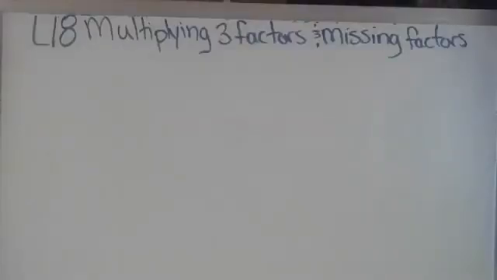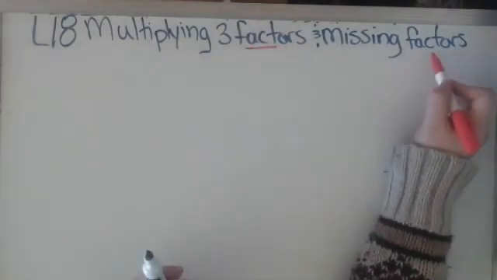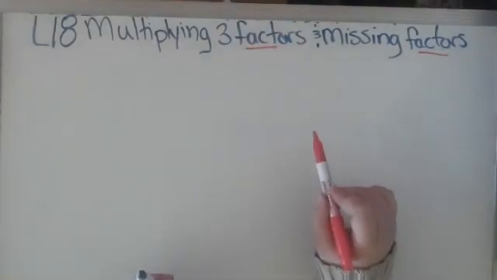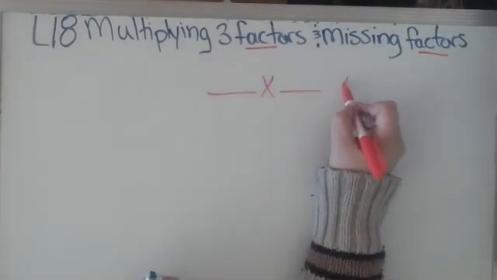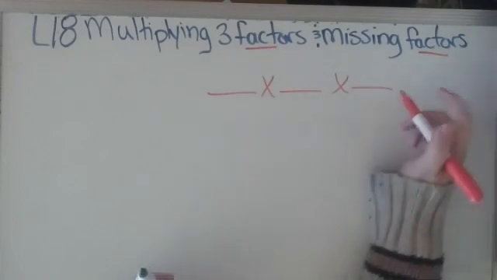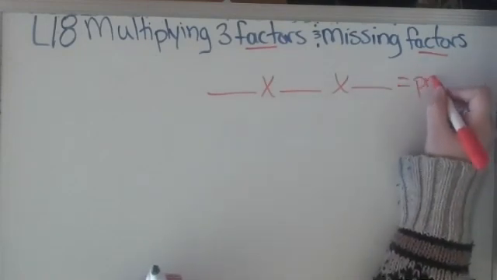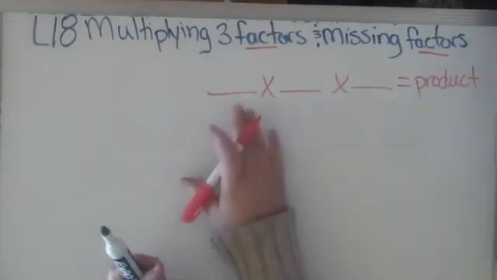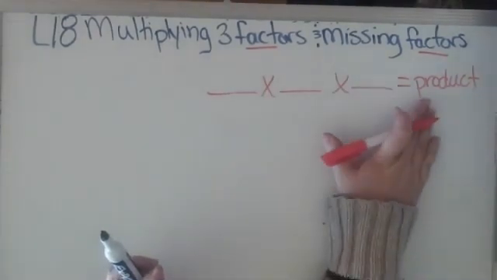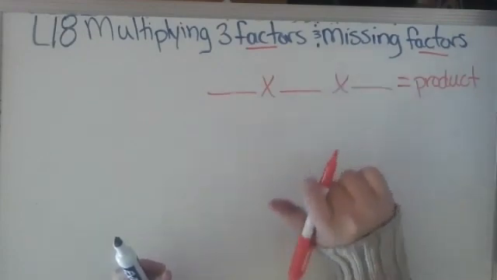This is lesson 18 for Saxon 5, multiplying three factors and missing factors. Now remember the words factors are the numbers you times together in a multiplication problem. So when we're talking about three factors, talking about something like this, that then makes the product. Okay, so we're multiplying three factors to make a product, and then we are going to do missing factors.